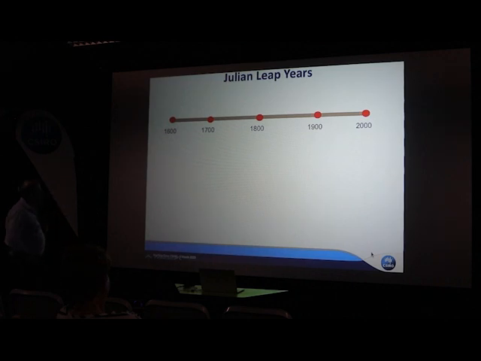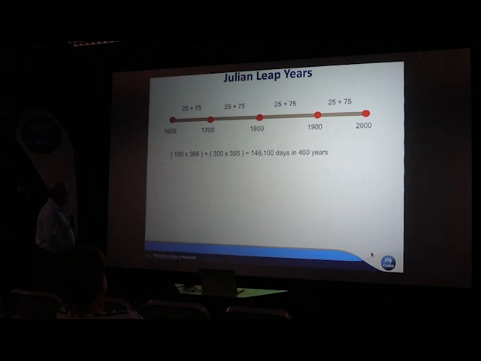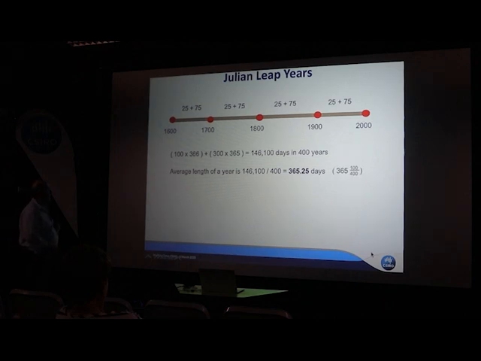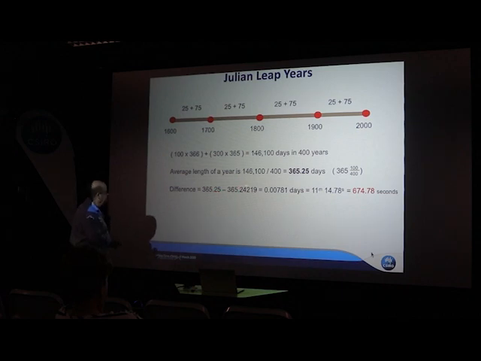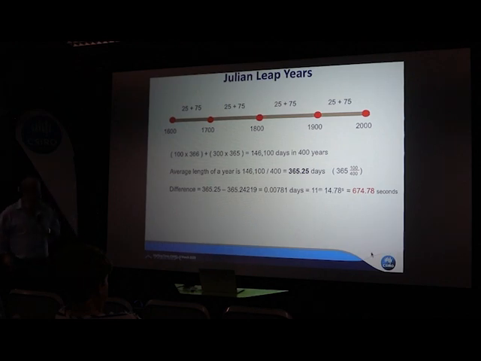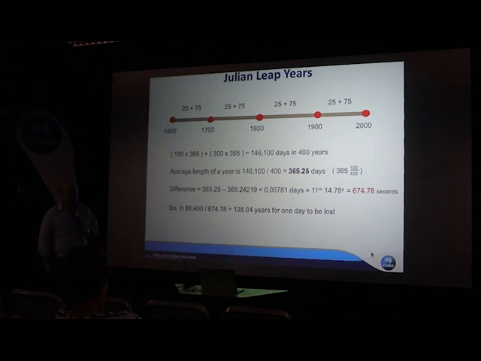Compare that to the Julian leap years. Well, you get the same across there. You end up with that number of days, which is what you expect, which is 100 over 400. So the difference between the Julian year and the tropical year is 674.78 seconds, which means that you lose one day every 128 years. Can you follow?